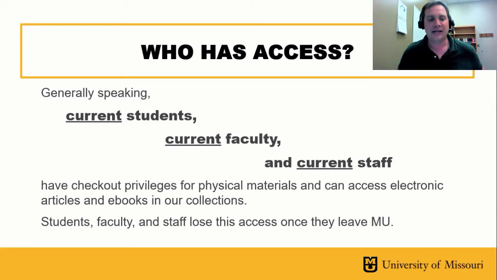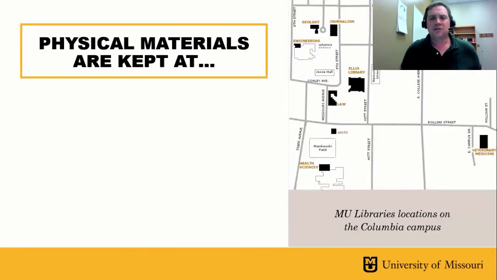What if you are employed here and you move on later on? Even if you still live in Columbia or if you live in the state of Missouri, you're not going to have access to all the things that we have here. So that's important to know. We get a lot of questions about that. And so it's important to know that these are things that you have access to primarily while you are active here at Mizzou. So where do we keep these things?